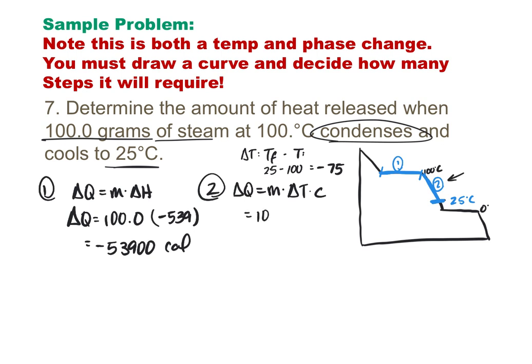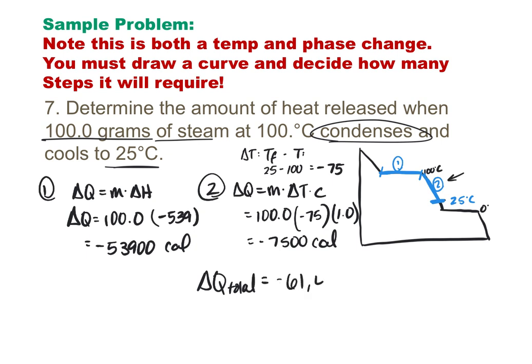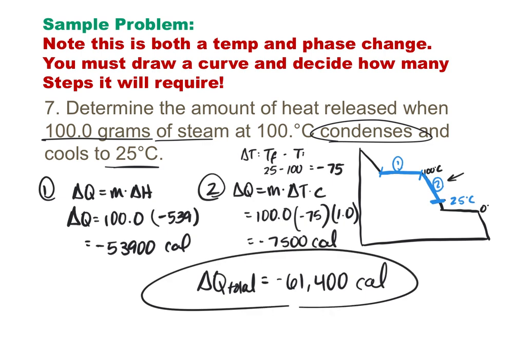My mass is still 100 grams. My temperature change is negative 75. And the C value I'm going to choose is 1.0 because it's a liquid, so I'm going to choose the specific heat for water. So altogether, this comes out to negative 7,500 calories. So when I want to add up my Q total, which is how much total energy changed after both of these things occurred, it's going to be negative 61,400 calories.